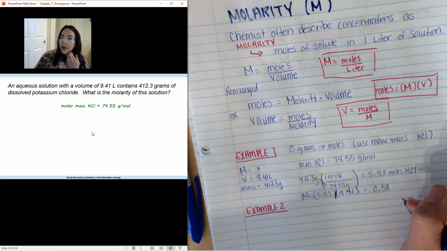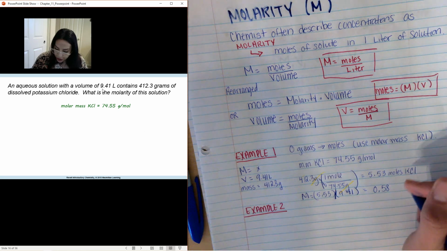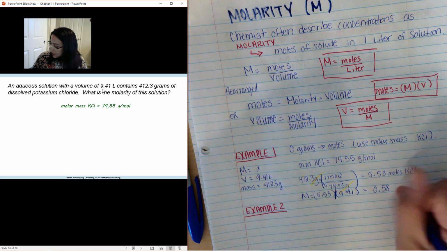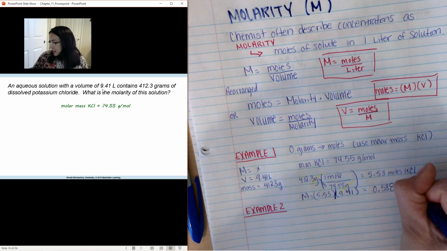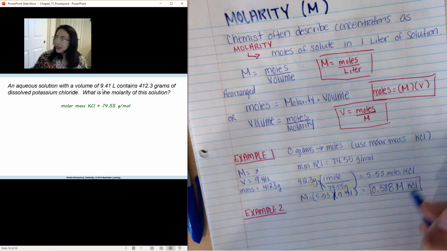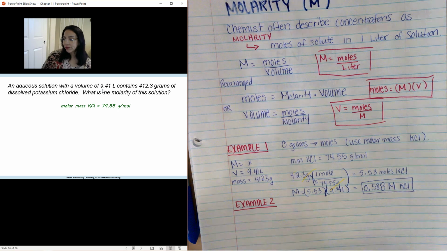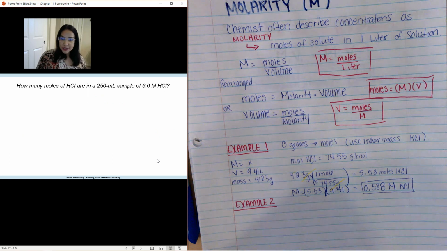0.5877. I want to represent my answer in 3 significant figures because this is in 3 and that one's in 4, so we always go with the least amount. So that 0.5877 is going to round to 0.588 molarity of KCl. So that's the concentration of the potassium chloride solution. All right, let's go ahead and see how we did. Step 1 and step 2, calculate it. Perfect, step by step.